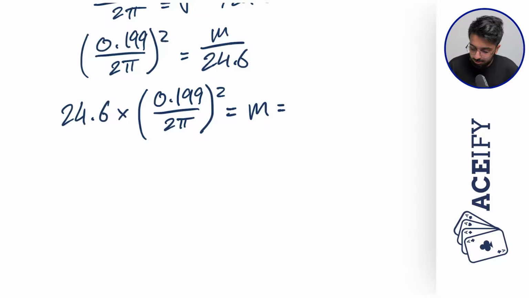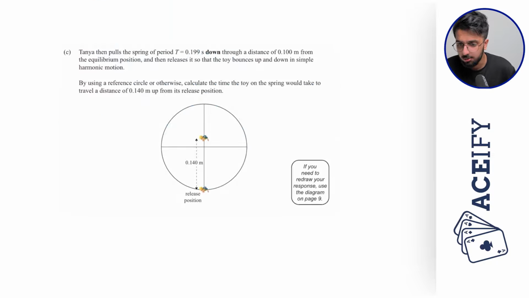And therefore the mass of the toy is 0.0246 kg. There we go. Tanya then pulls the spring down through a distance of 0.1 meters from the equilibrium position, then releases it so that the toy bounces up and down in simple harmonic motion. By use of reference circle or otherwise, calculate the time the toy on the spring would take to travel a distance of 0.14 meters up from its release position.